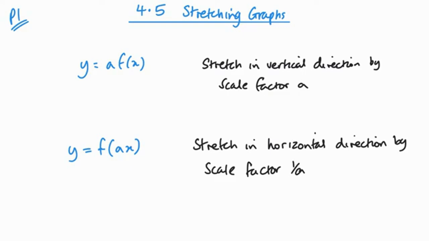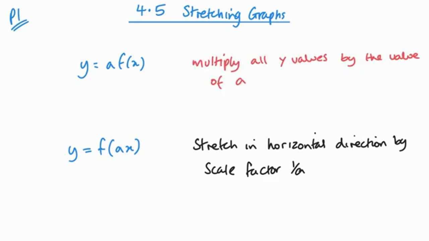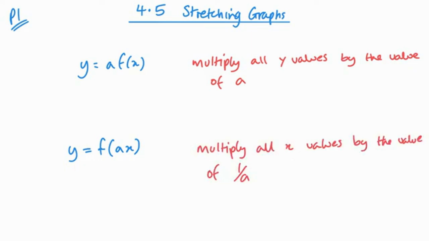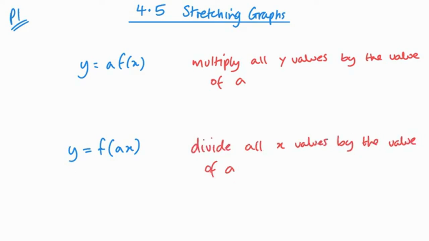So what do these mean in the practical sense of it? Well, for the first one, y equals a f of x, what we need to do is multiply our y values by that scale factor a. For y equals f of ax, what we need to do is multiply our x values by that scale factor 1 over a, or divide those x values by the scale factor a.